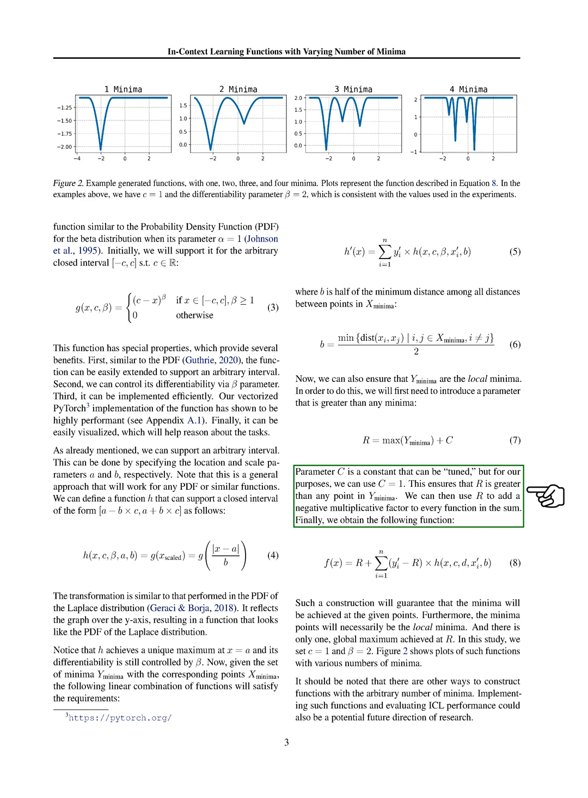This ensures that r is greater than any point in y_minima. We can then use r to add a negative factor to every function in the sum. This results in a function that guarantees the minimum points will be achieved at the given points. These minimum points will necessarily be the local minimum points. There is only one global maximum point, achieved at r in this study. We set c equals 1 and beta equals 2. The figure shows plots of such functions with various numbers of minimum points.